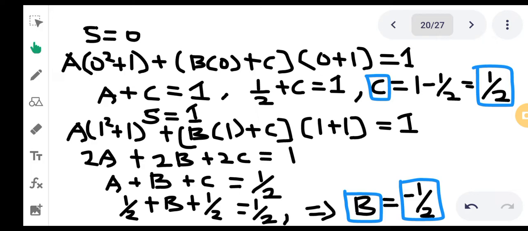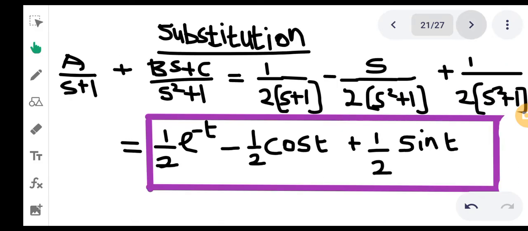The same thing, we just make s equal to 1. So when s is equal to 1, you make a substitution and you are going to get 2A plus 2B plus 2C is equal to 1. So you can divide by 2, so that you get A plus B plus C is equal to half. You know the value of C to be half, and the value of A to be half. So just make a substitution there and make B the subject, and for B you are going to get minus half.